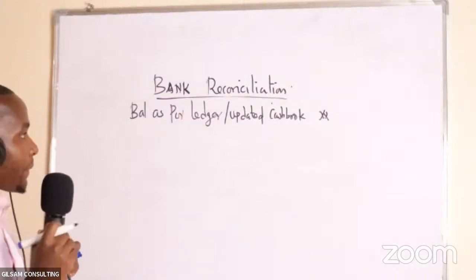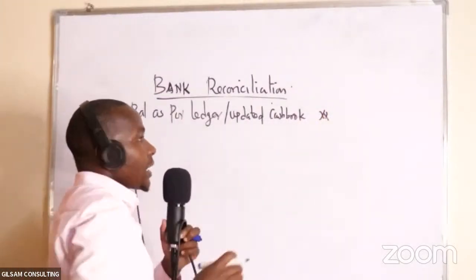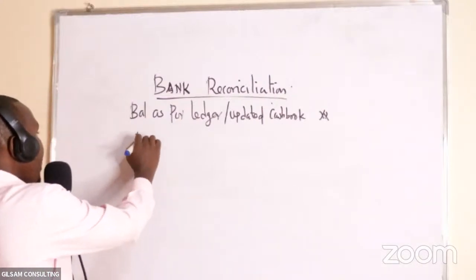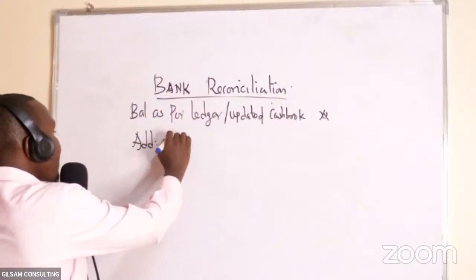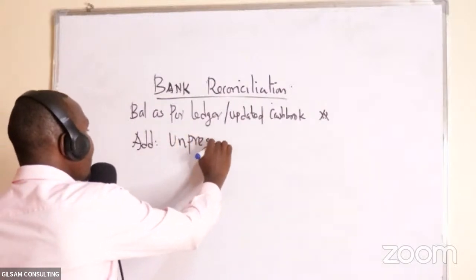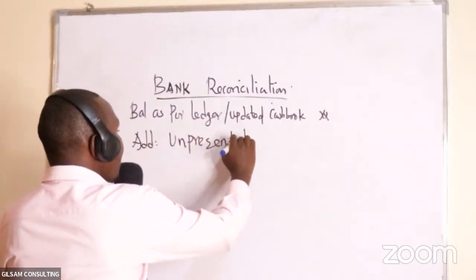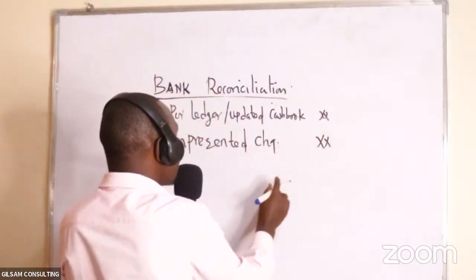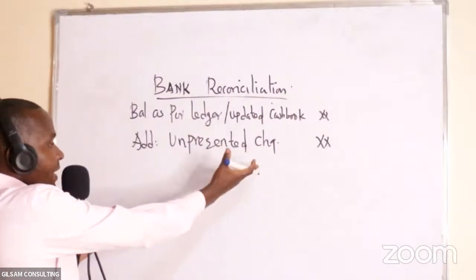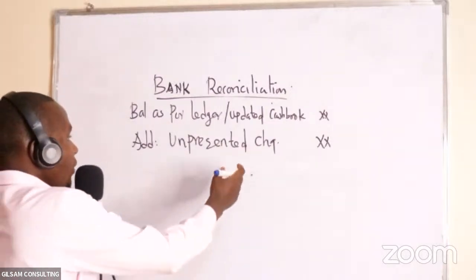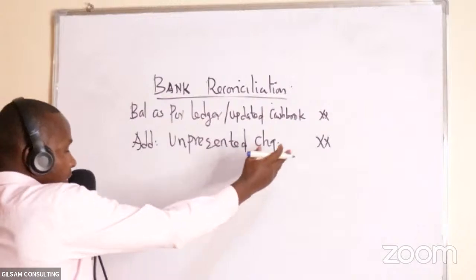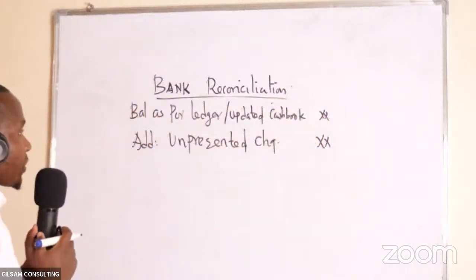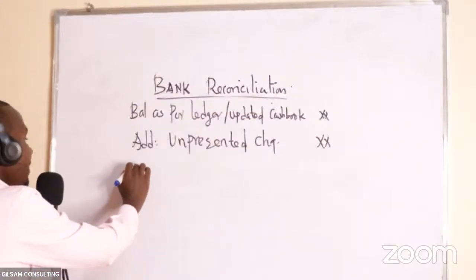So what could happen to your cash book balance? We add it back. So you say add back unpresented check. It might be a lot of unpresented checks, maybe even 5. So you will list all of them, check number, and then you add back to the cash book balance. Then you less.